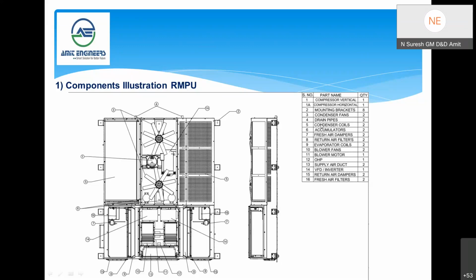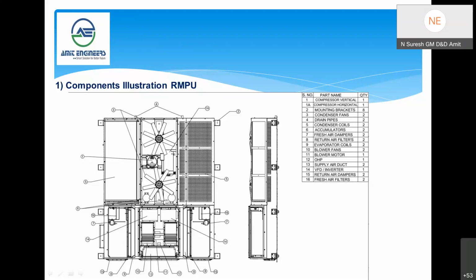Then serial number 5 is the condenser coil. This is the condenser coil, the heat exchanger coil, which I showed in the refrigeration principle. I showed the condenser heat exchanger, basically to take the ambient air in and reject the heat outside.